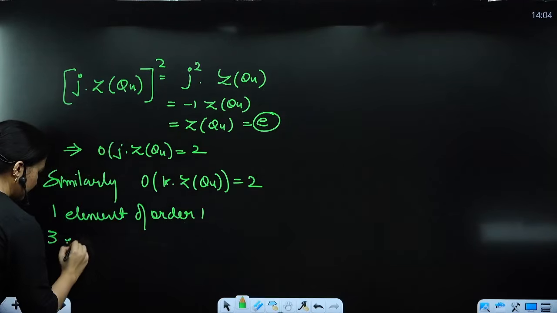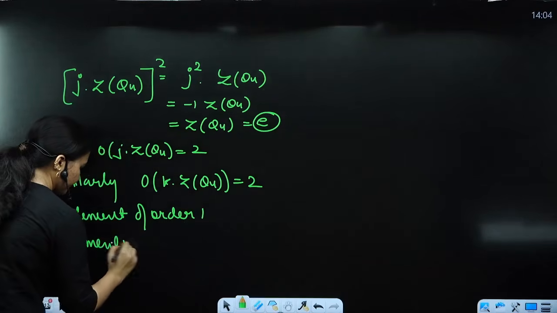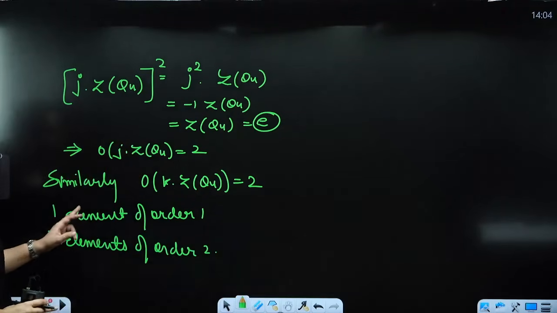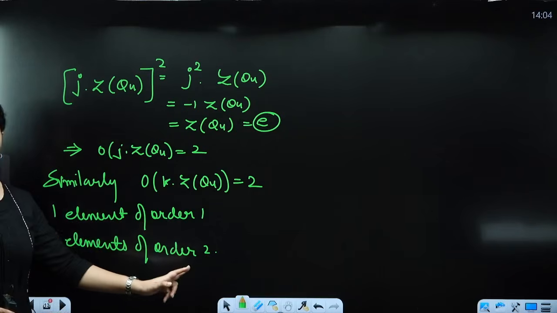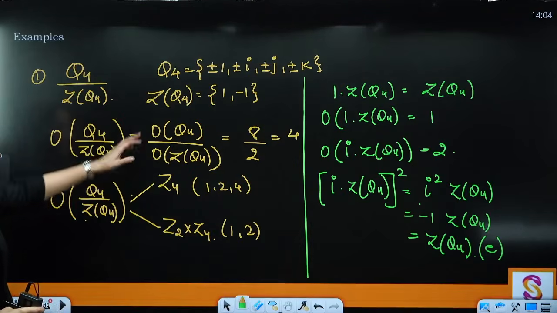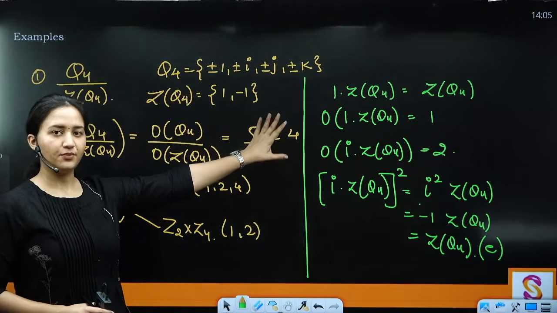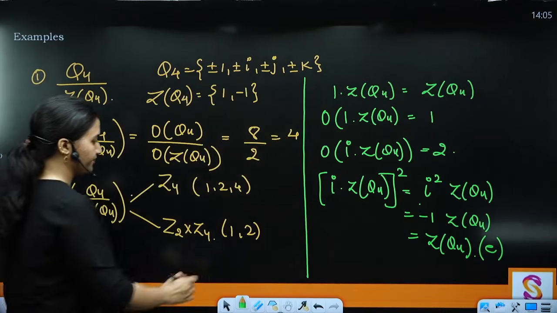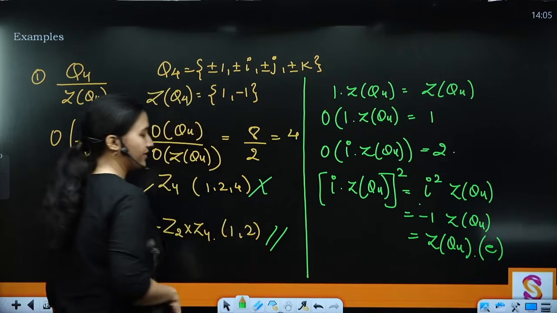and 3 elements of order 2, right? Now, 1 element of order 1 and 3 elements of order 2. And what was the order of your factor group? 4, right? So you have got all four elements and their orders, and this is similar to Z2 cross Z2 and not Z4.